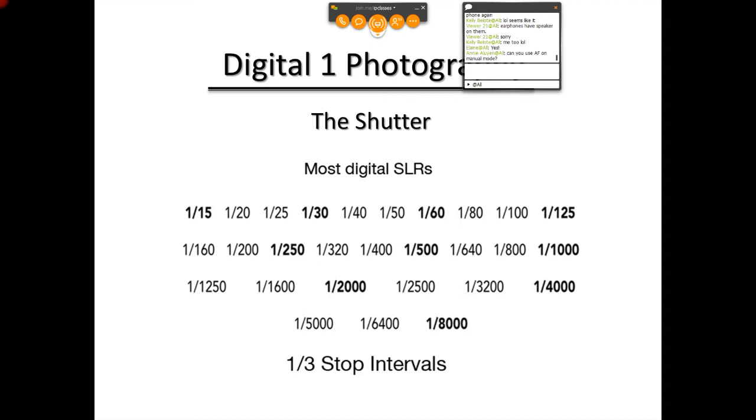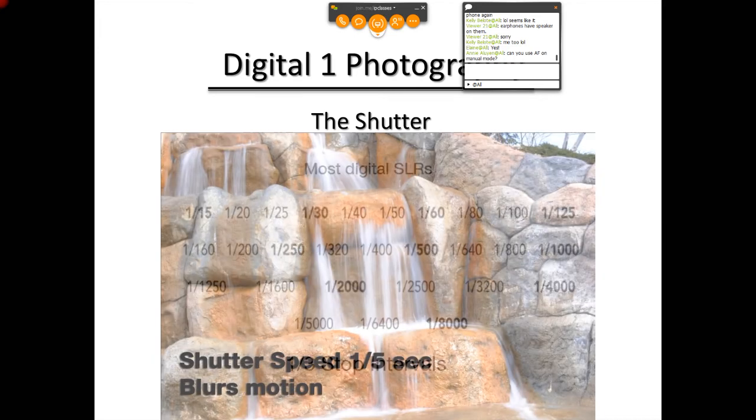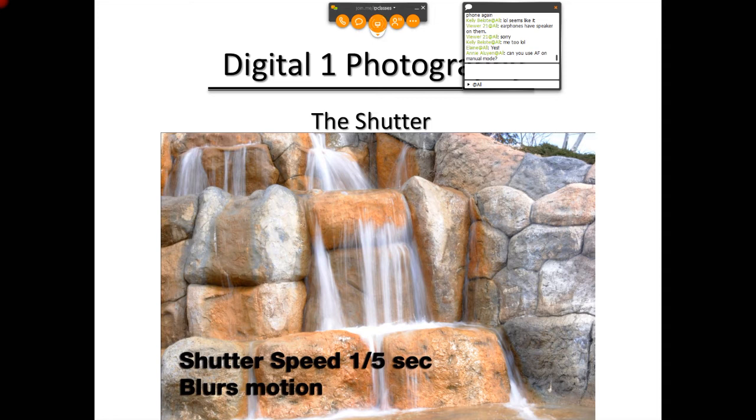Now, here's a shot that I took at 1/5 of a second, and it's of a waterfall. You can see how the water looks like it's just a sheet, kind of a white sheet. I shot this at 1/5 of a second, so a pretty slow shutter speed. I did shoot this on a tripod because it was such a slow shutter speed. But you can see what it does to the water.